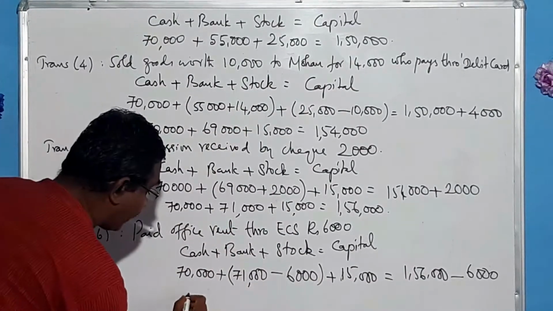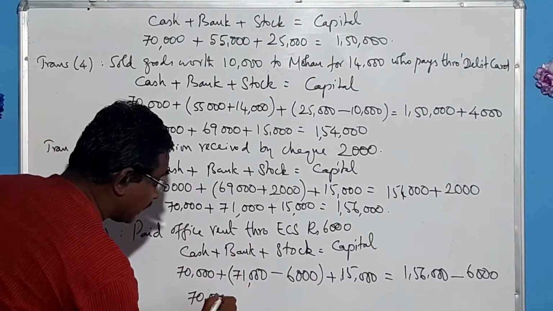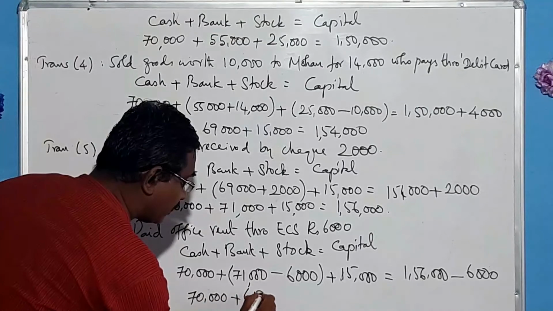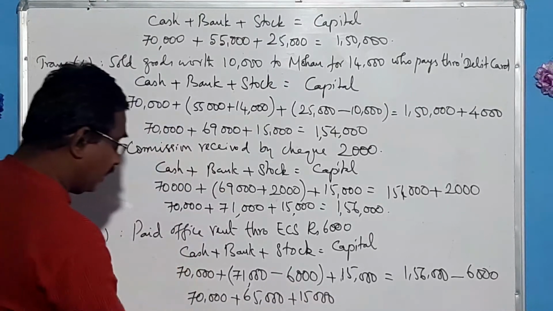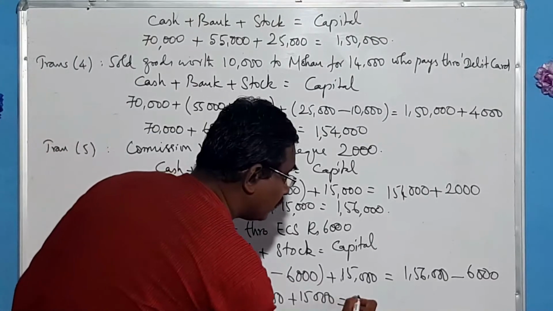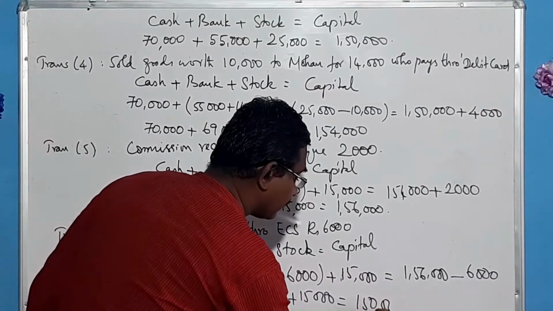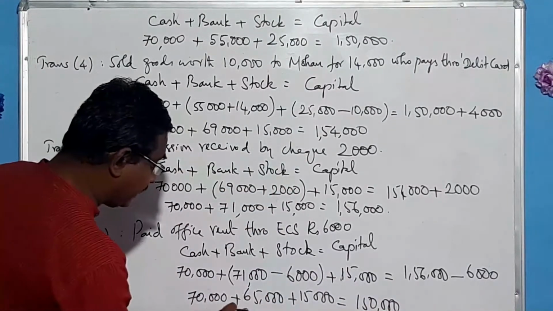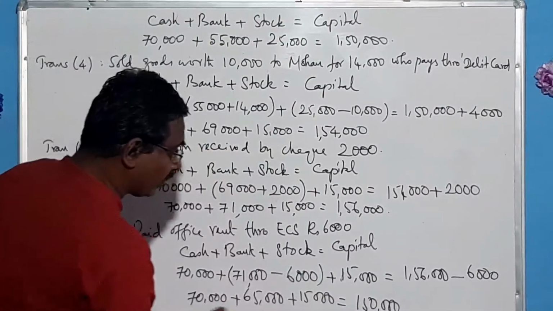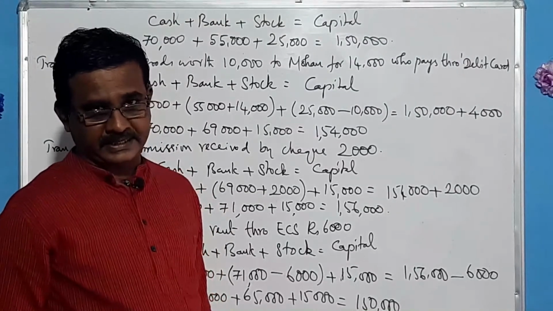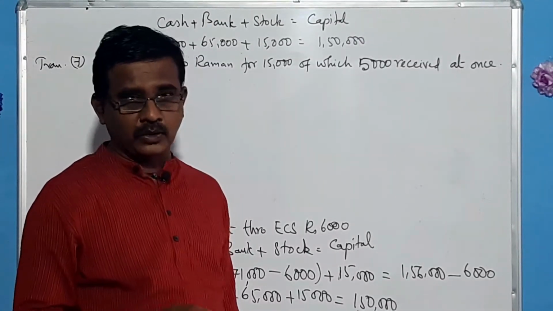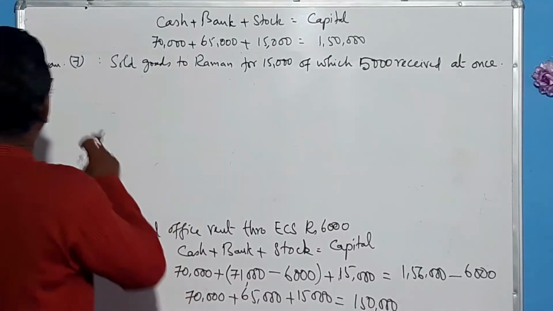Now let us go for writing the amount. 70,000 plus 65,000 plus 15,000 is equal to 1,50,000. Do we get 150? We have done it correctly. Let us go to the next transaction.